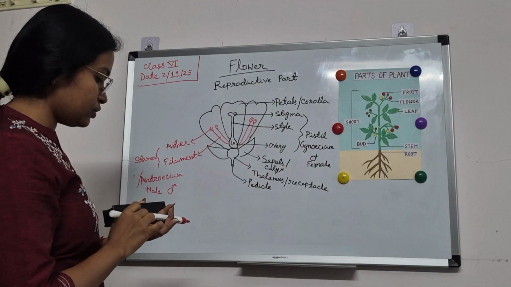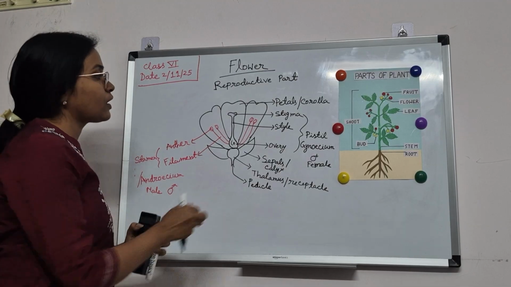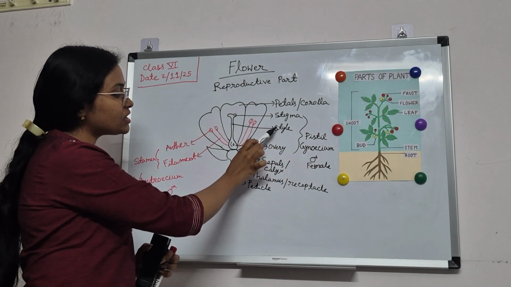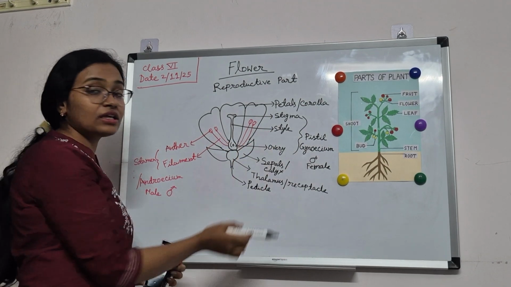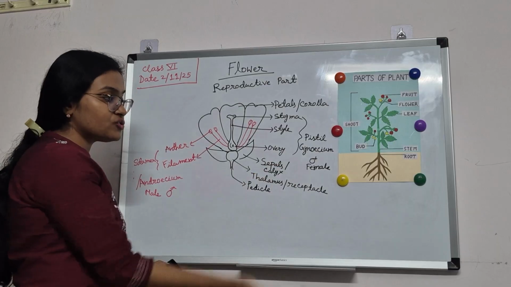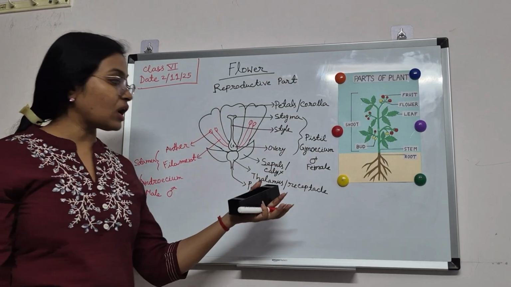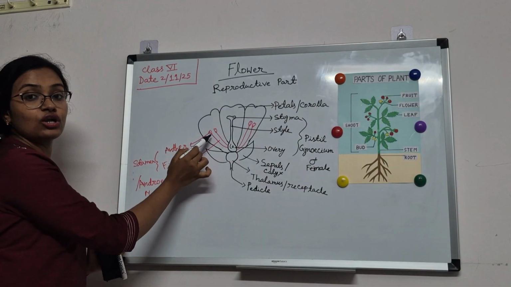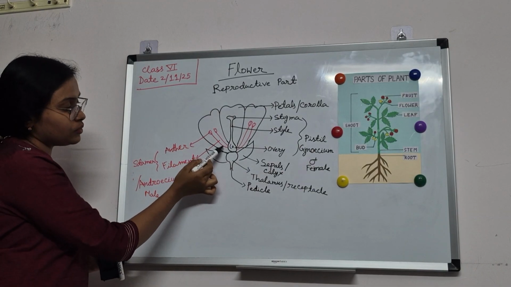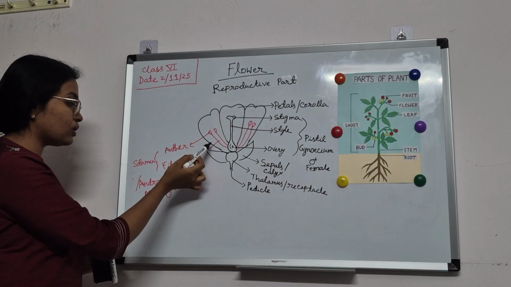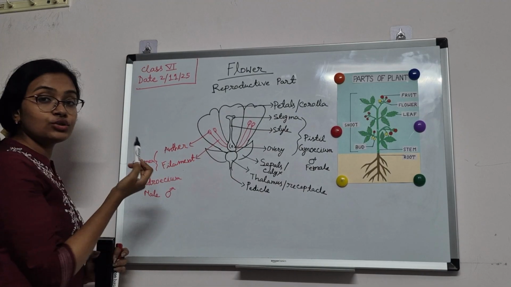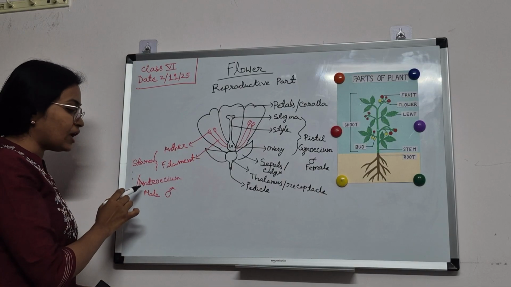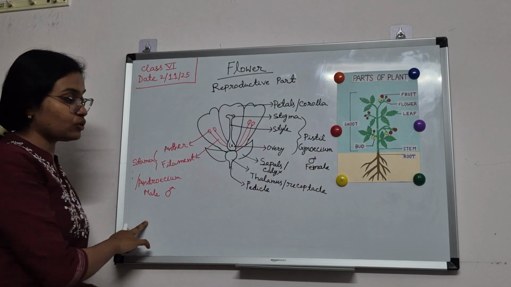So these are the different parts of the flower. First one is petals or corolla. This is the stigma, style, ovary. These three together form the pistil or gynoecium. It is called the female reproductive part. And here the upper part is called the anther, and this long part is called the filament. Anther and filament together form the stamen, and it is also called androecium. It is the male reproductive part.